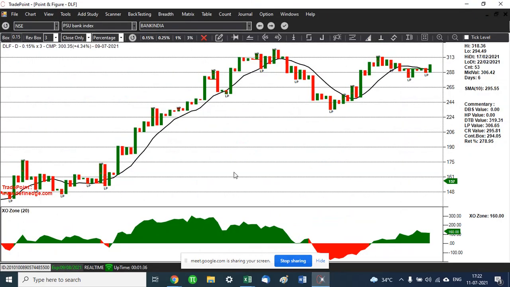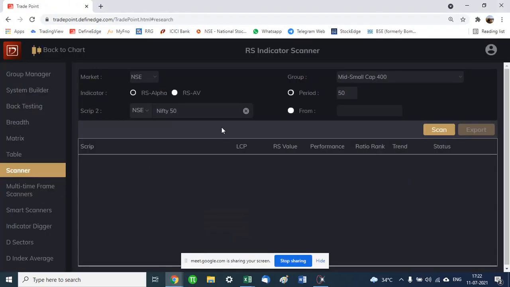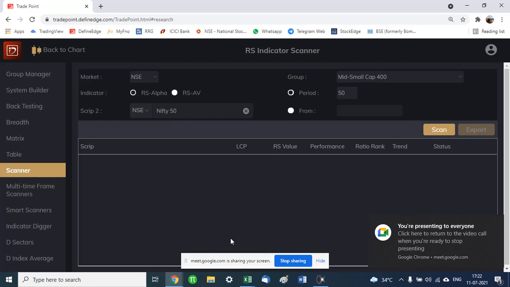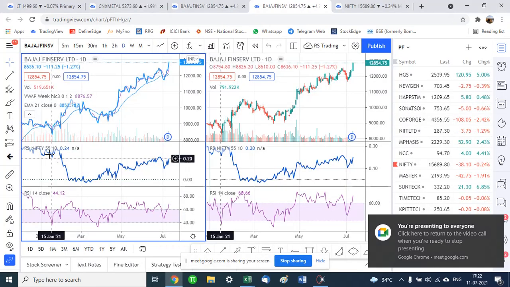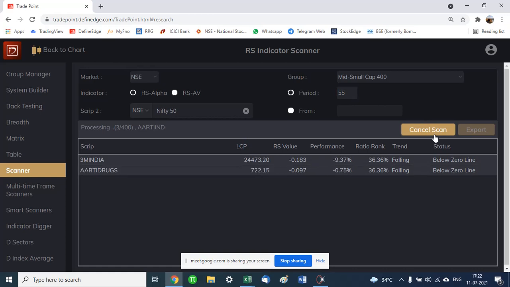So we select Nifty 50 here. The period we use is 55, right? You see, the period we use is 55. So we change it here from 50 to 55. Not that it makes a lot of difference. And we run the scan.